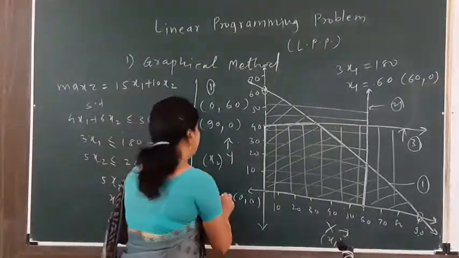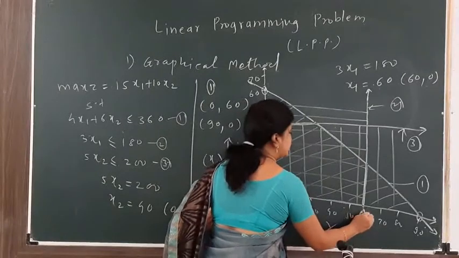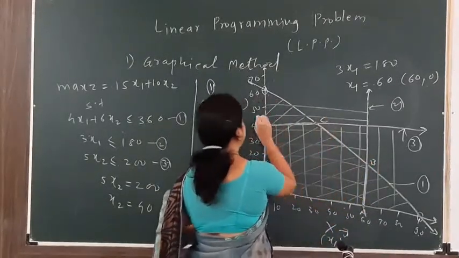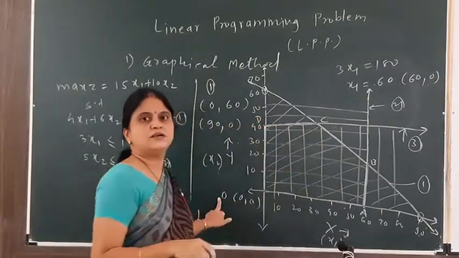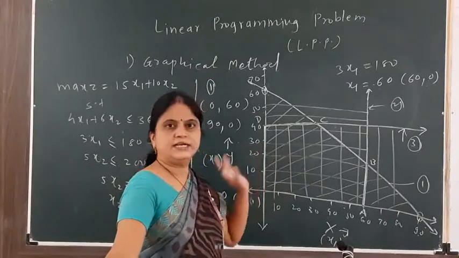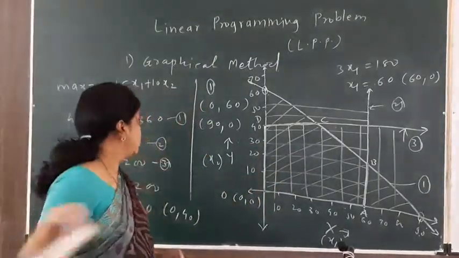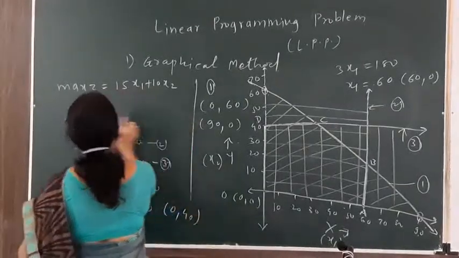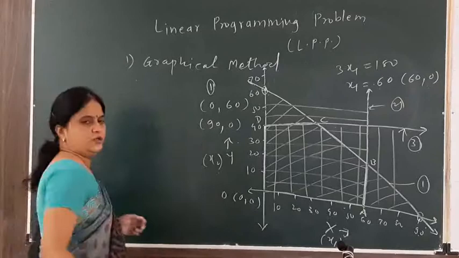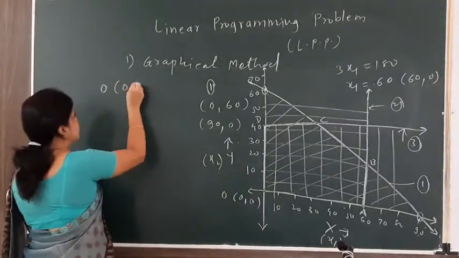So let me write the points of this region. So this point is suppose A, then this point is B, then this point is C and D. So the area under the region OABCD. Okay. So what is now the solution? See, my first point is O. So for the point O, my values are 0, 0.